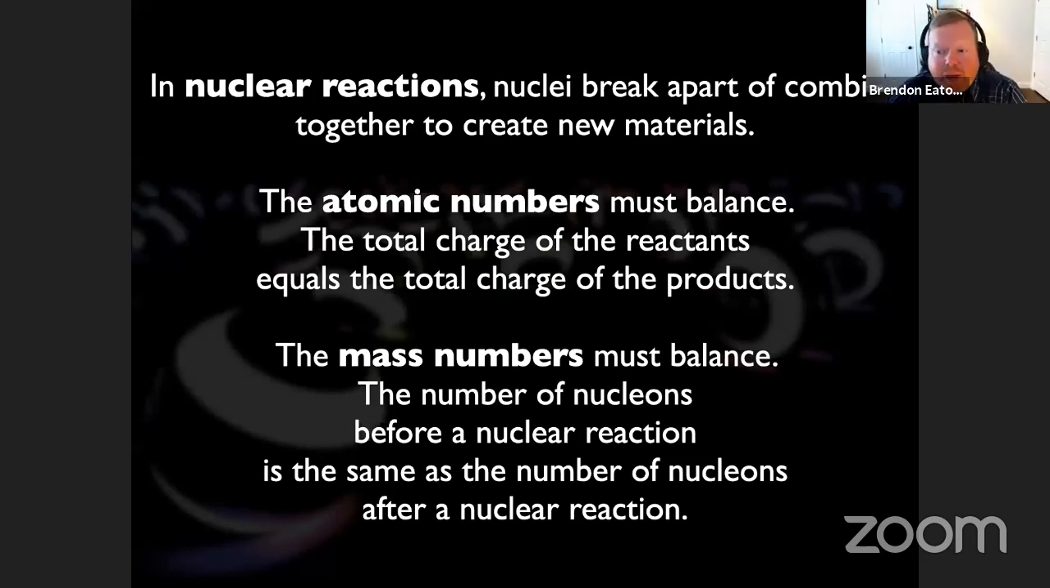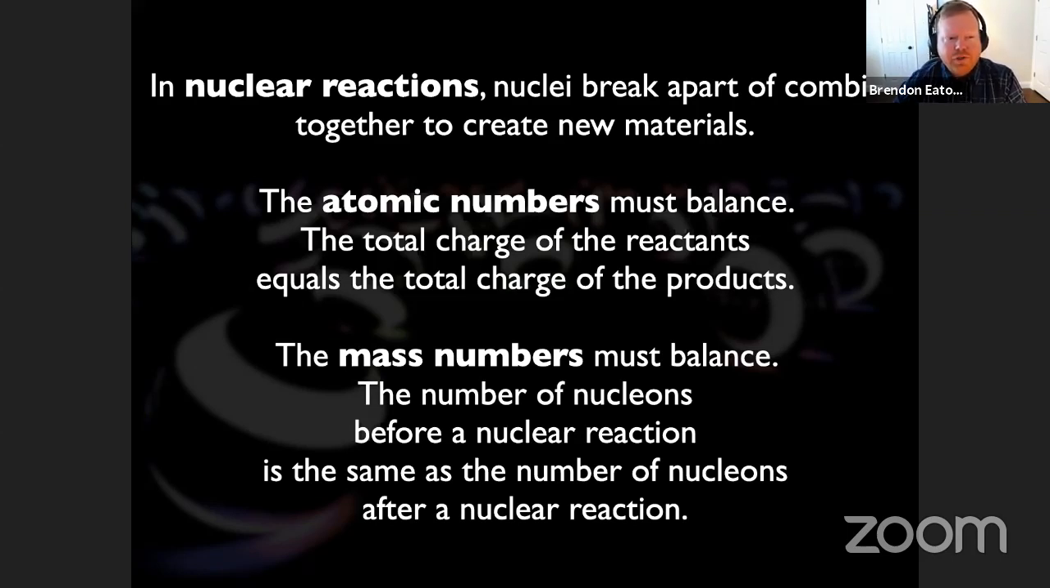All right, so in nuclear reactions, nuclei break apart to create new materials. We kind of touched on that earlier. But once they've broken apart to create new materials, the atomic numbers must balance. The total charge of the reactants equals the total charge of the products as well. The mass numbers must balance, and the number of nucleons before a nuclear reaction is the same as the nucleons after a nuclear reaction. All of these criteria have to be met in nuclear reactions.